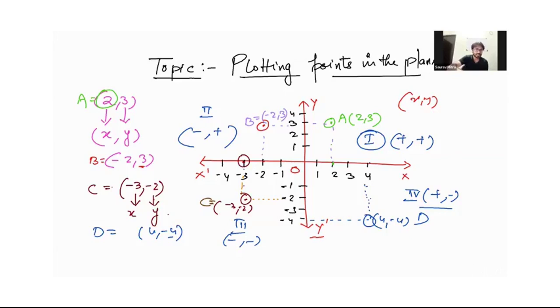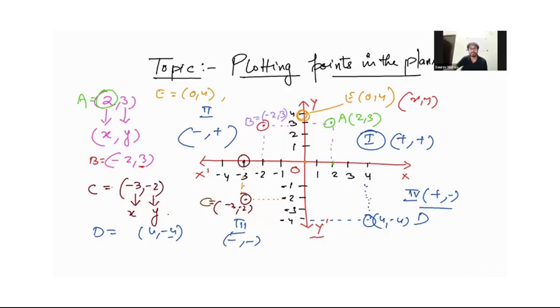Okay, let us take another example. If they ask you to plot point E as 0, 4, that means x is 0 and y is 4. First of all, you have to come to 0, then 4 units upward. So that will be your 0, 4. This point will be on the y-axis. So this point is your E, 0, 4, and it lies on the y-axis.